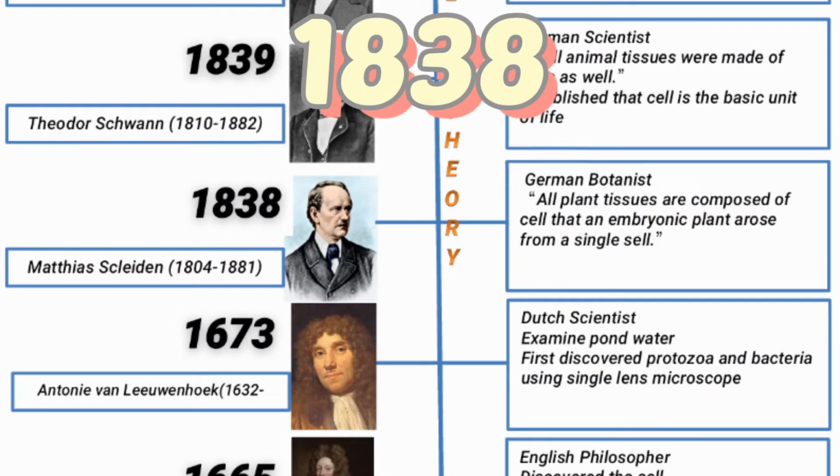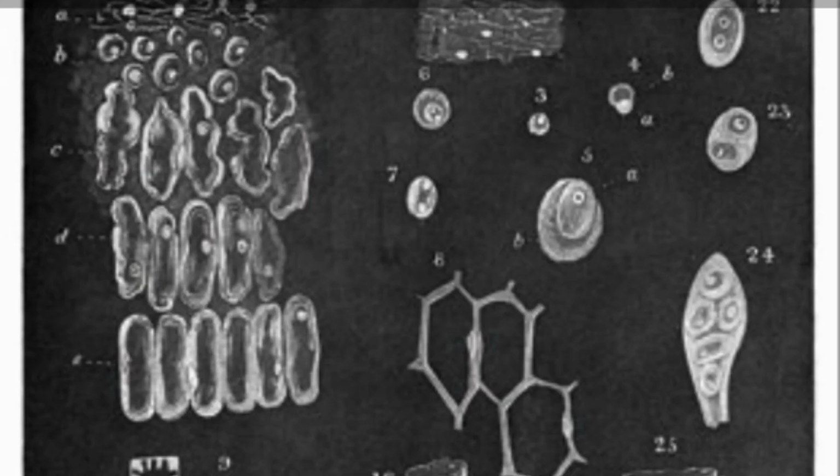In 1838, Matthias Schleiden, a German botanist, concluded that all plant tissues are composed of cells, and that an embryonic plant arose from a single cell. He declared that the cell is the basic building block of all plant matter. This statement of Schleiden was the first generalization concerning cells.